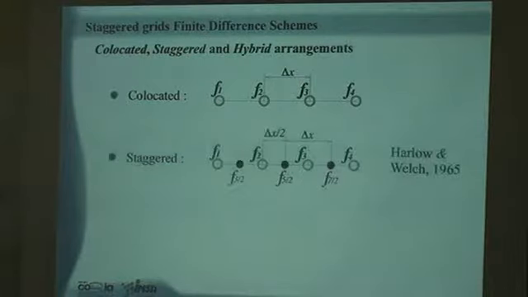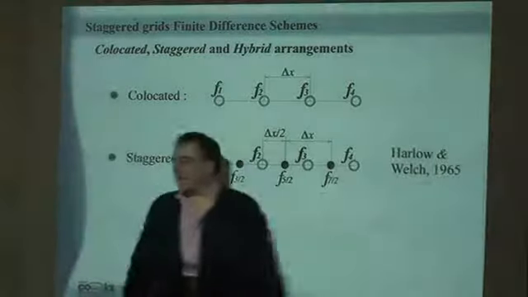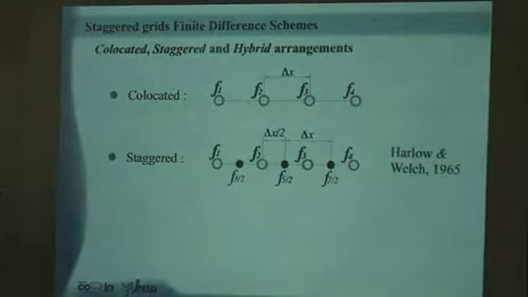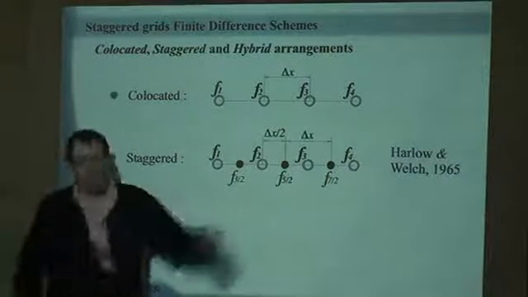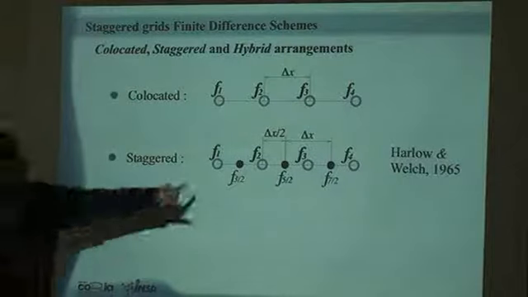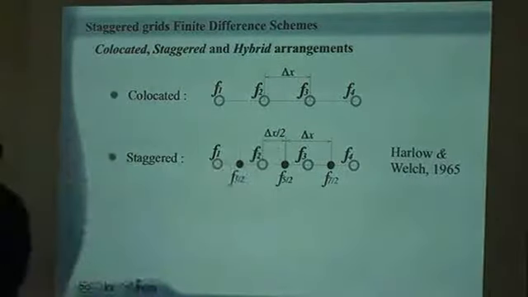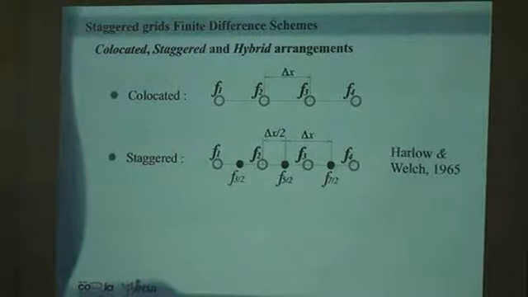And there are other methods, maybe first introduced in 1965, that consider that you can have some variables, for instance the velocity components, stored on staggered grids, a half delta x staggered grid. And it changes a lot of stuff.